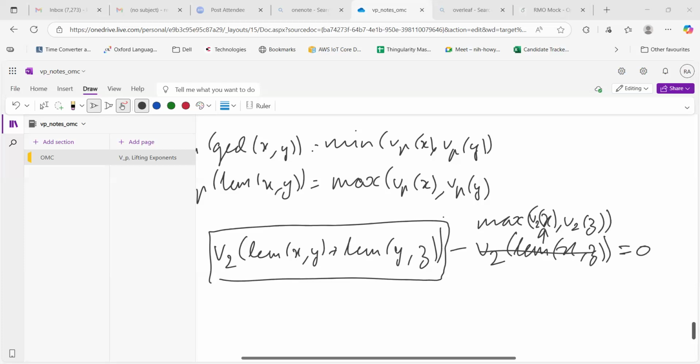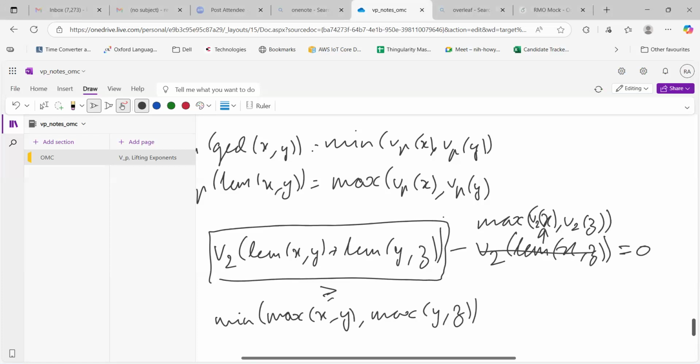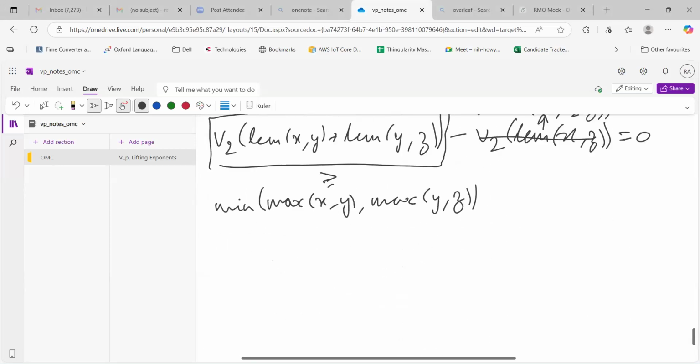Okay. Yeah, this would just be greater than or equal to the minimum of max of x comma y and max of y comma z, right? Is everyone fine with that? So we essentially want to find x, y, and z such that 0 is greater than or equal to the min of max a comma b.